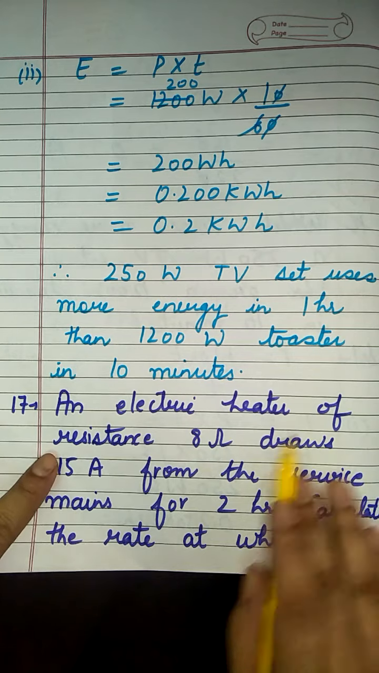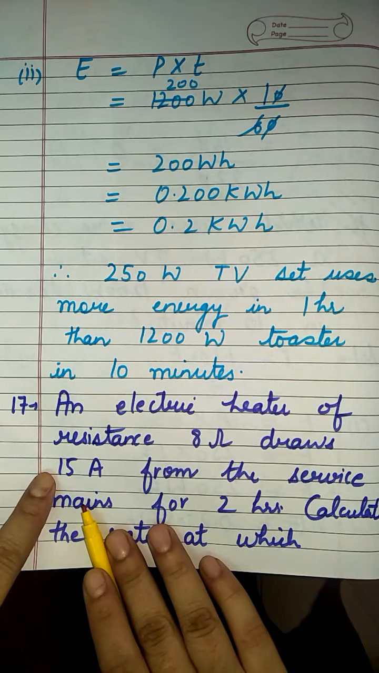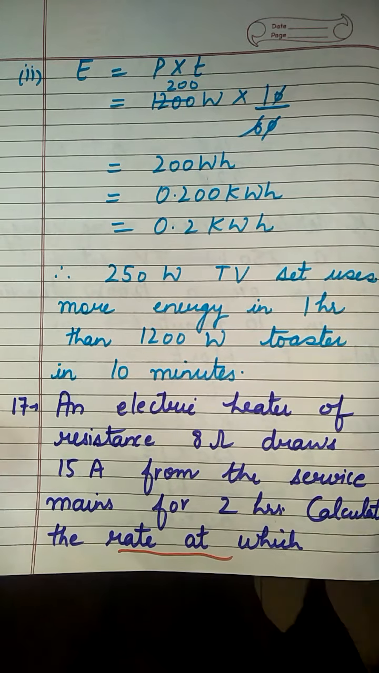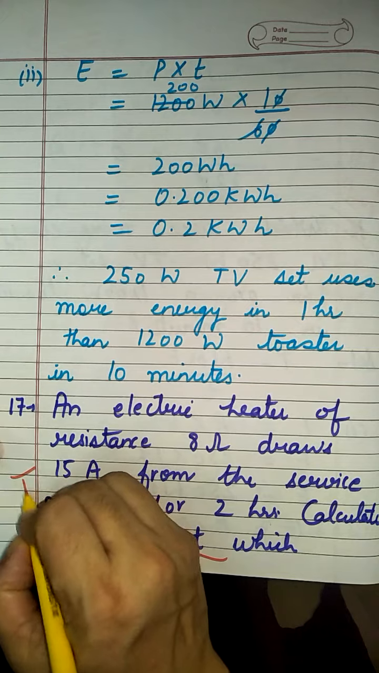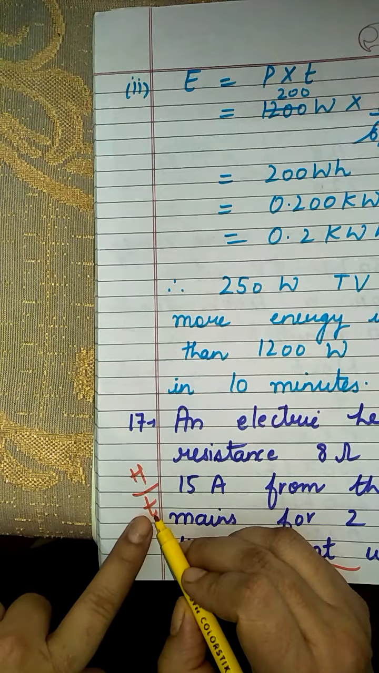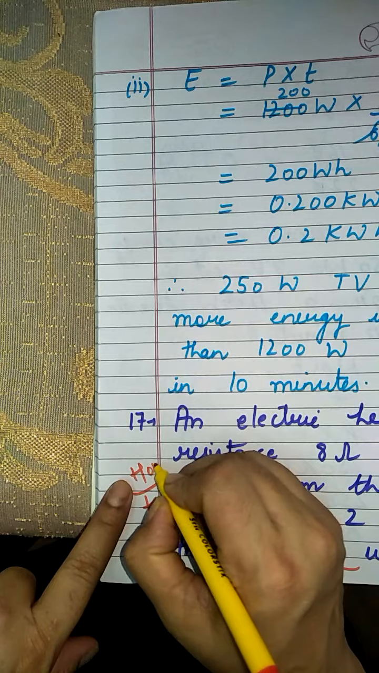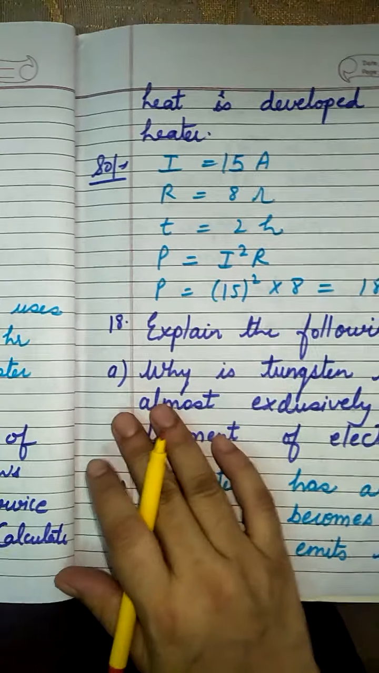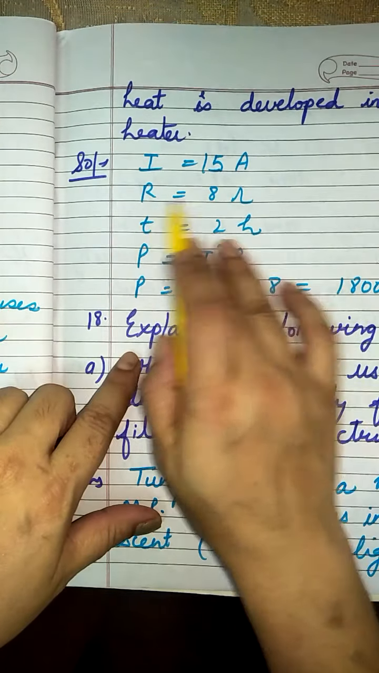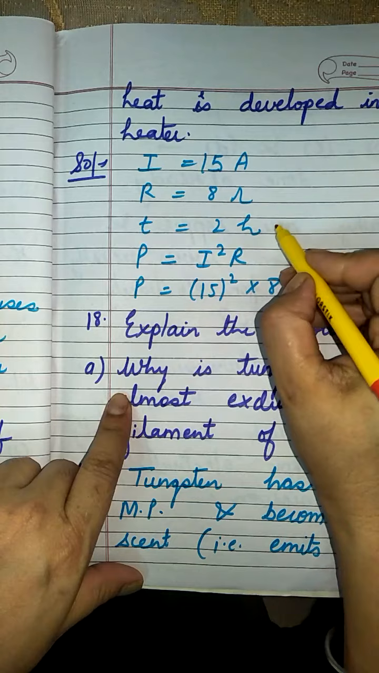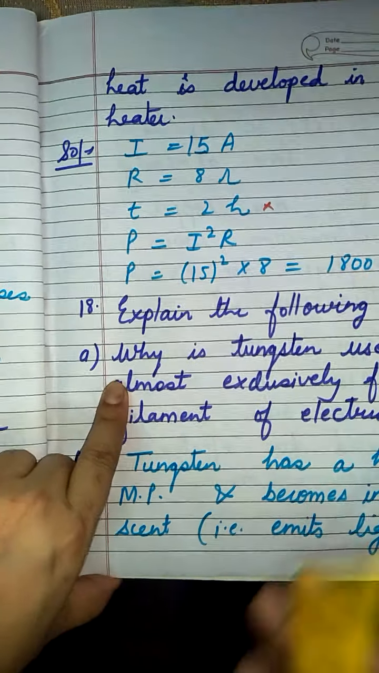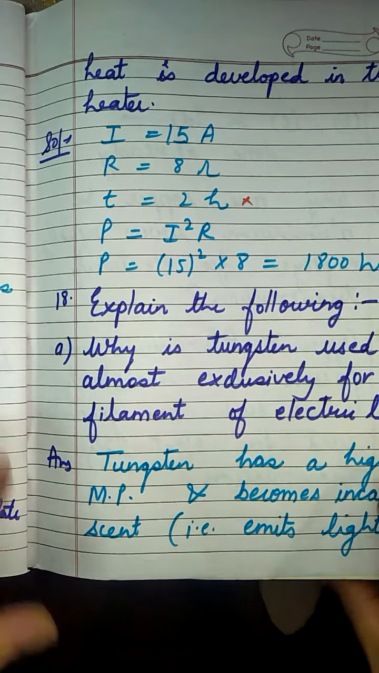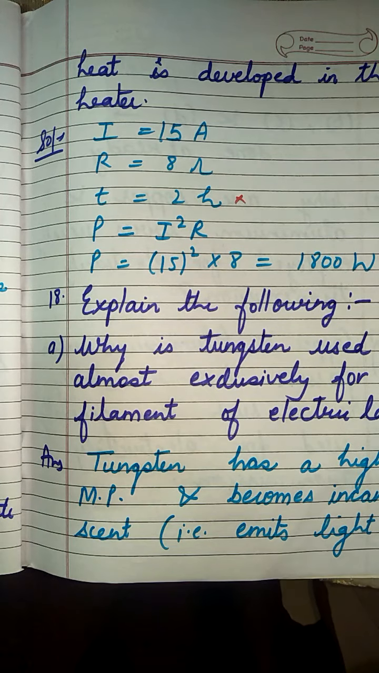Then, an electric heater of resistance 8 ohm draws 15 ampere from the service mains for 2 hours. Calculate the rate at which heat is developed. See, rate at which heat is developed. Heat is what? Or work done. It means power you want to find out. Simple. So here which formula? Because current is given, resistance is given, time is given. We are not using time here. Okay, so we are taking direct formula, P is equal to I square R. So I square R, when we will be using, answer comes out to be 1800 watt.